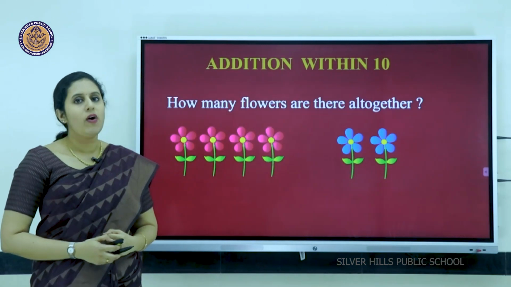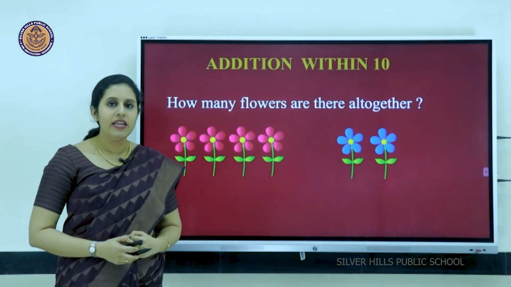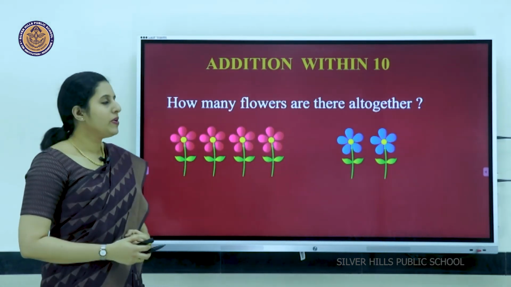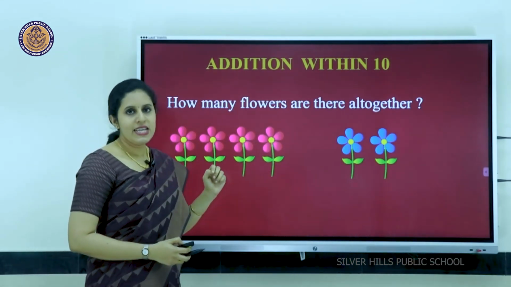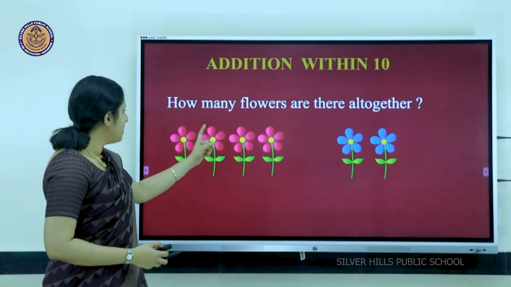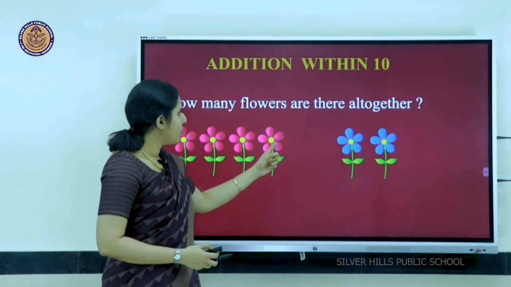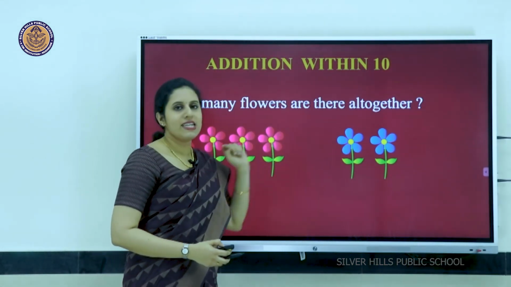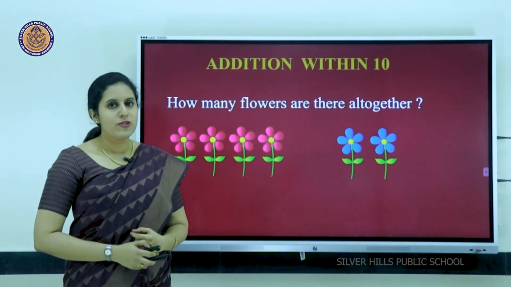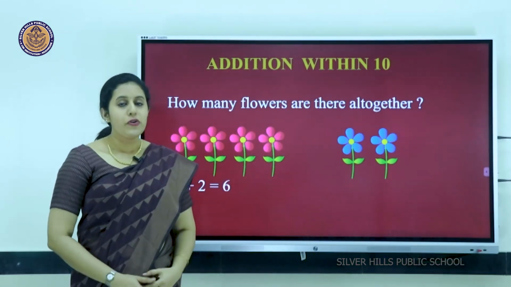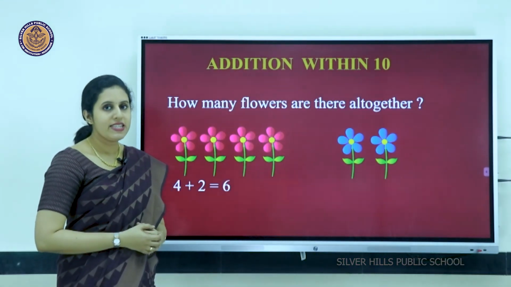This you might be already knowing using many different methods. How do we do that? One way is to count from the picture itself. Let's see. 1, 2, 3, 4, 5 and 6. You can easily see that there are 6 flowers altogether. How do you write that as an addition sentence?